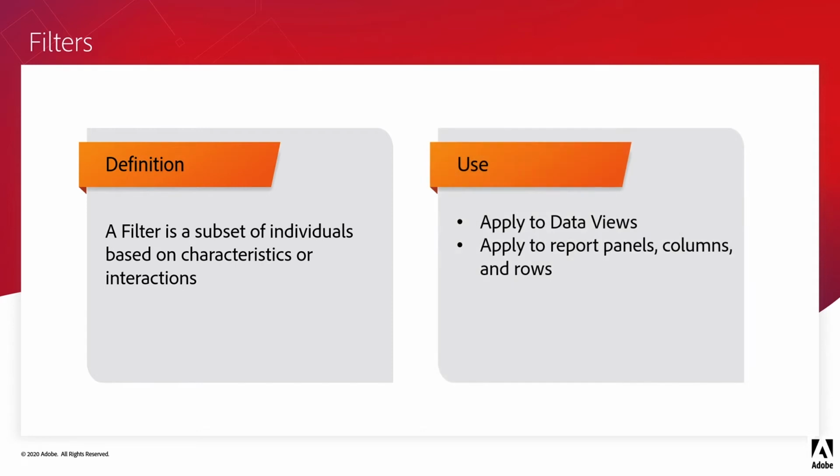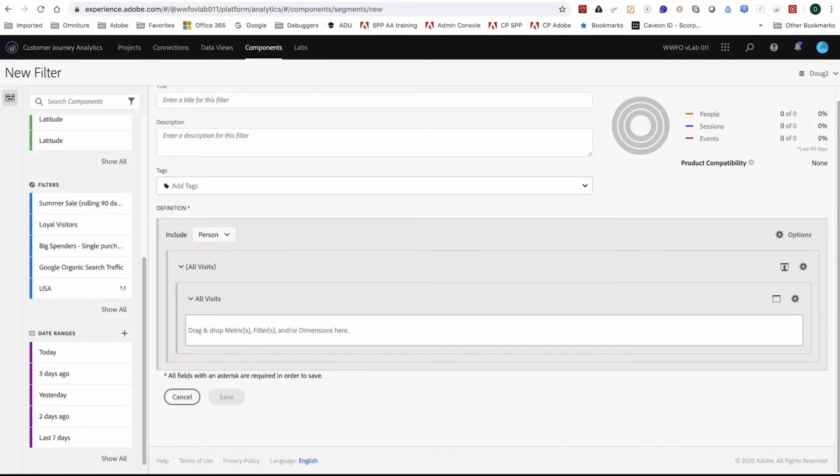You can apply filters to an entire data view as well as your report panels, your columns, and even rows inside those reports. In the interface of Customer Journey Analytics, we can see here that the filter builder is where we actually construct each filter. And again, if you are familiar with Adobe Analytics segments, this should be very familiar to you.